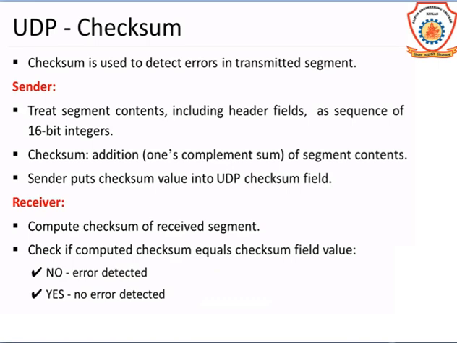Now on the receiving side, the receiver computes the checksum of the received segment, meaning again we do a one's complement sum. If the computed checksum value is not equal to the checksum field value, then it indicates an error. But if it is equal, then there is no error in that segment.